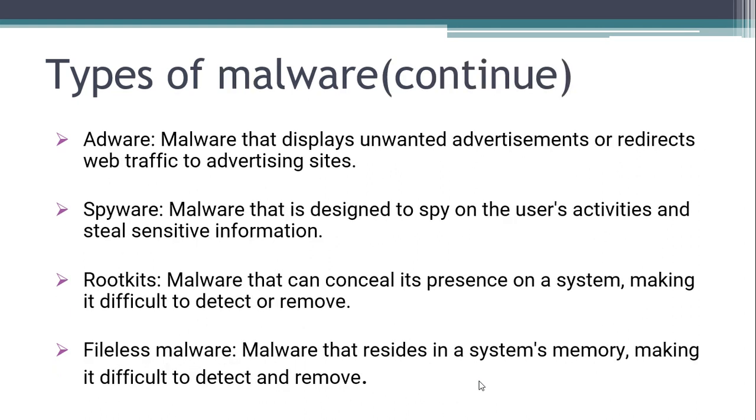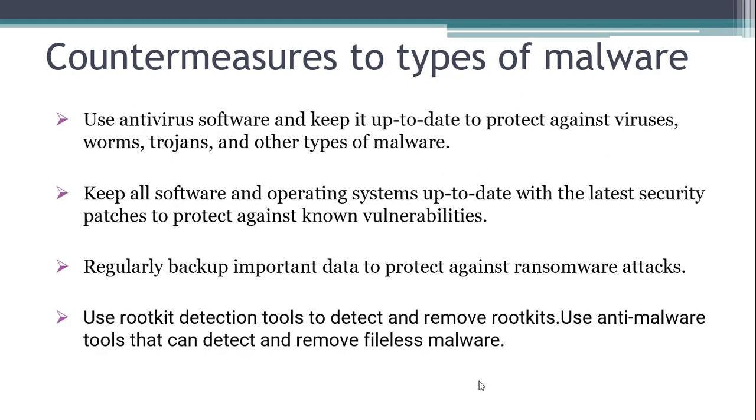Adware is nothing but displaying unwanted advertisements on websites. Spyware monitors user activity and steals sensitive information. Rootkit is malware that can conceal its presence on the system, making it difficult to detect and remove. And that's all. Now, what are some countermeasures for malware?